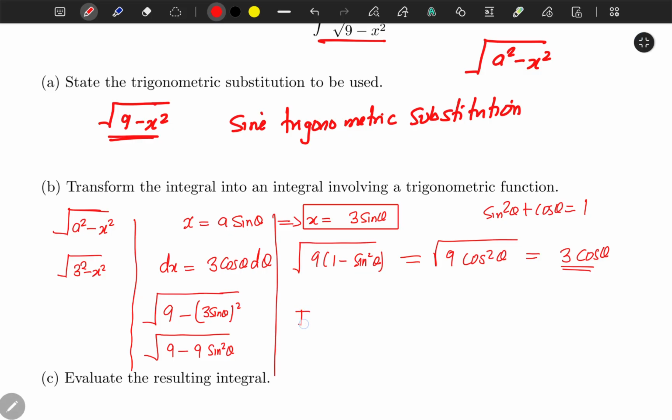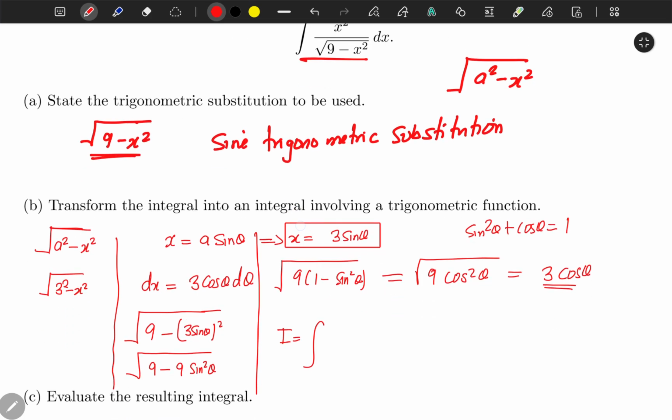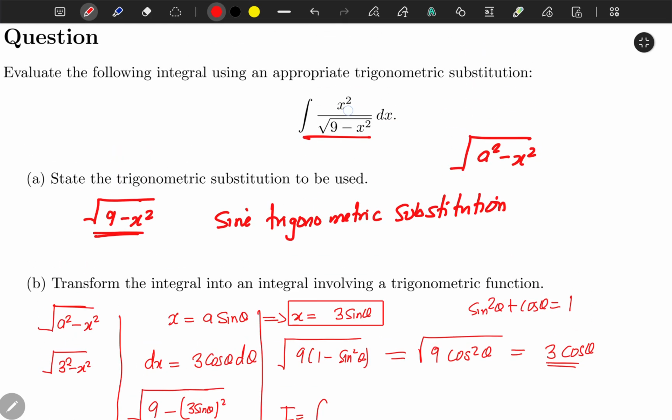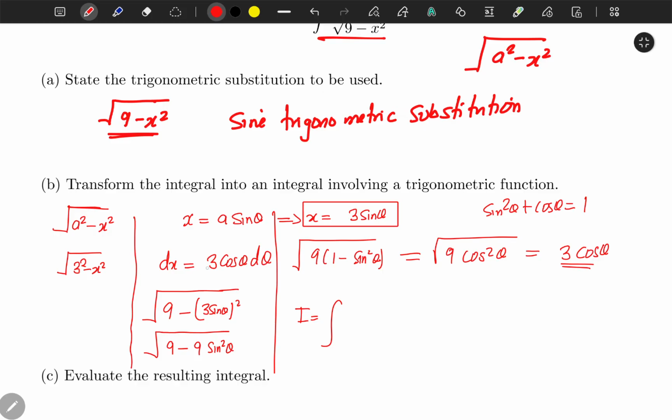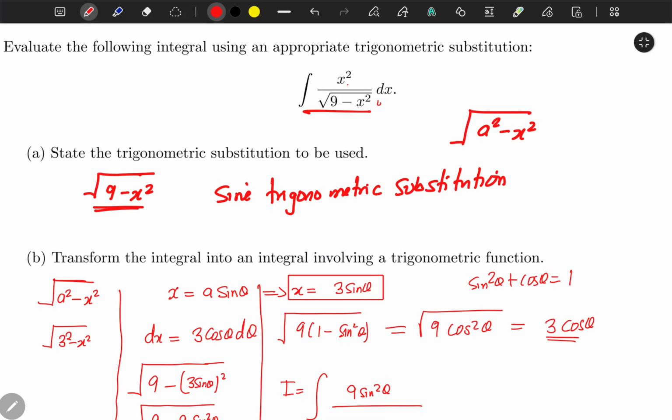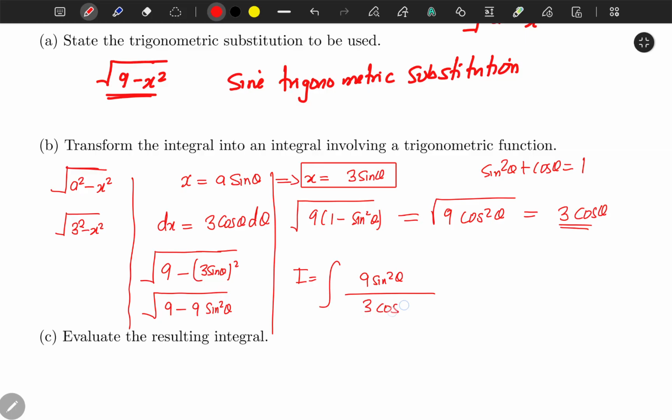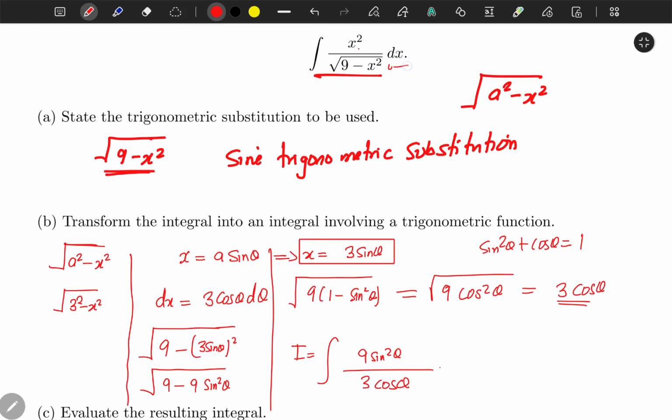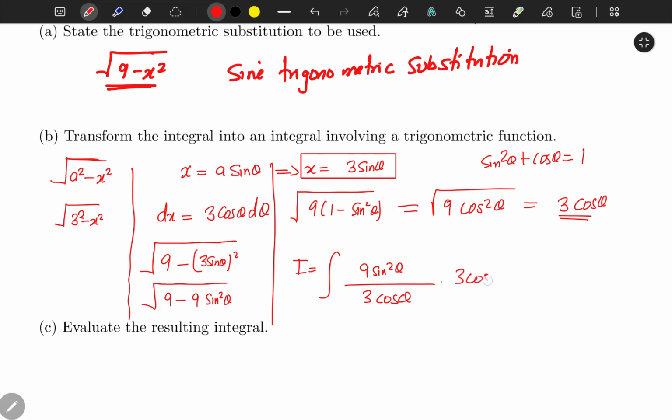So our integral, you can call it I, will be equal to x squared. Remember, if I square x, it's like I'm squaring this guy here. I'll get 9 sine squared theta over the root, which has been evaluated into 3 cos theta. What is dx? dx was 3 cos theta d theta. So these cancel, we remain with the integral. First, we can take the 9 out. The 3 and 3 cancel. Cos and cos cancel. We make the integral of sine squared theta d theta.